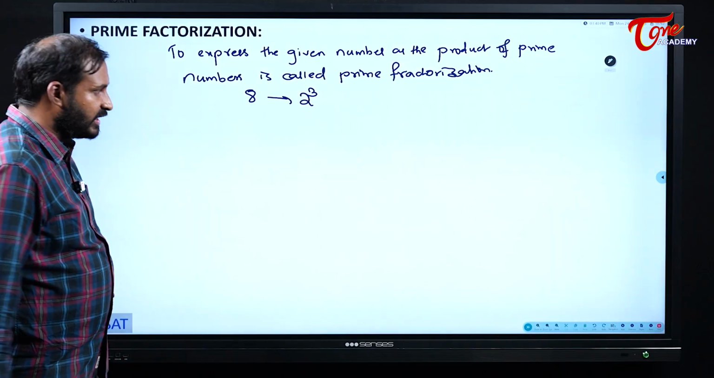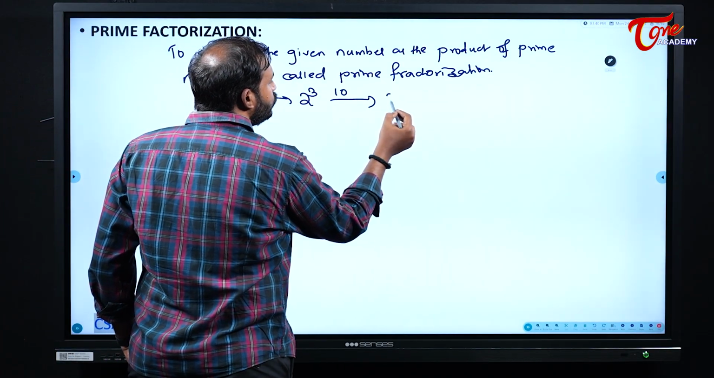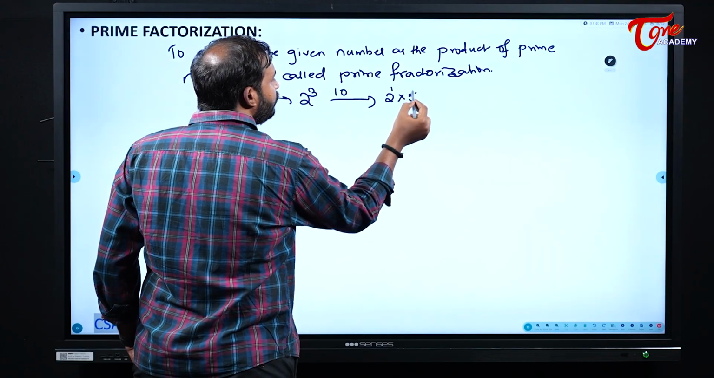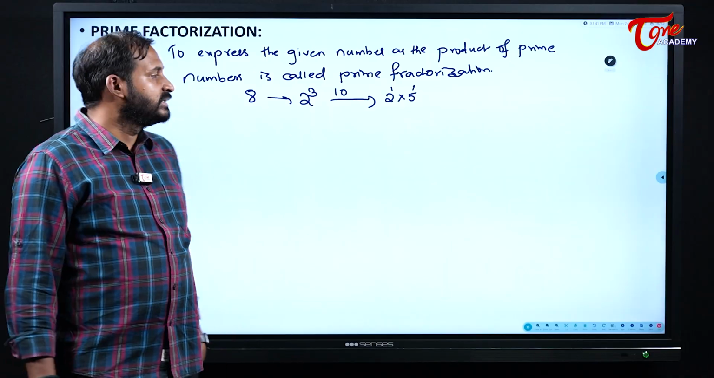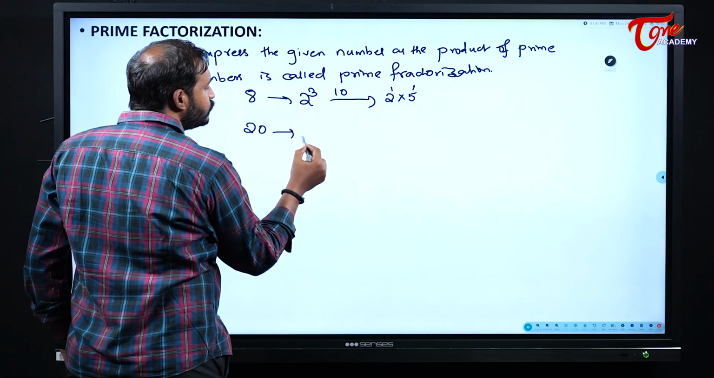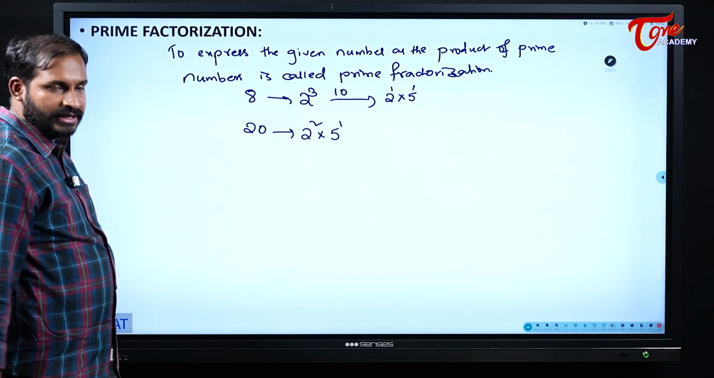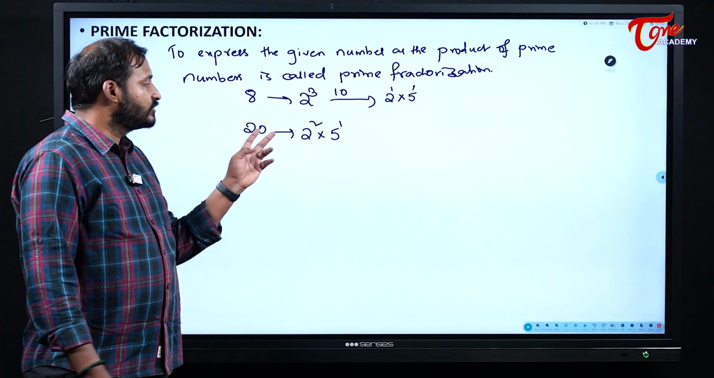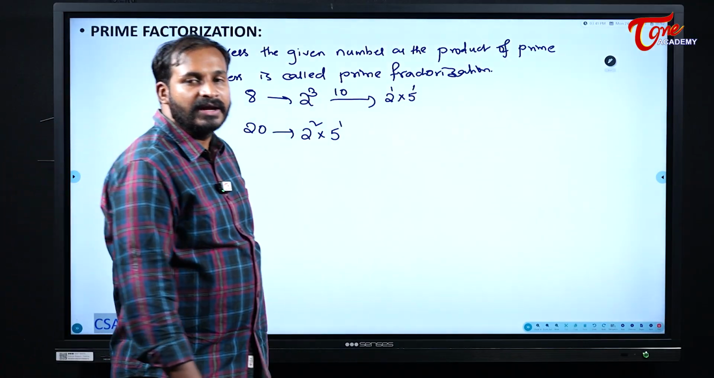This is called prime factorization of 8. For example, 10. How can I write 10? 2 into 5. 2 to the power of 1 into 5 to the power of 1. Product of prime numbers. 2 and 5 are prime numbers, right? Similarly, 20. How can I write 20? 2 square into 5 to the power of 1. That is 20. 4 5s are 20, right? So, writing a given number in the form of prime numbers, we call that prime factorization.